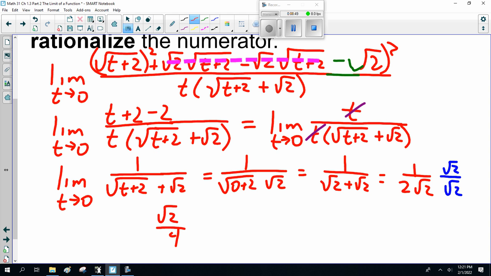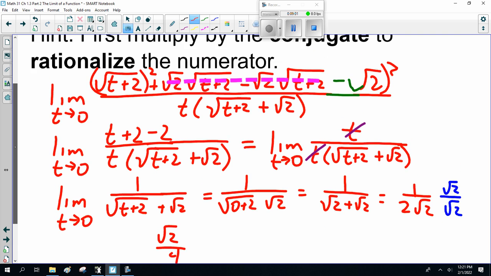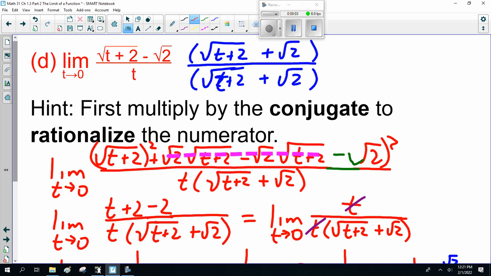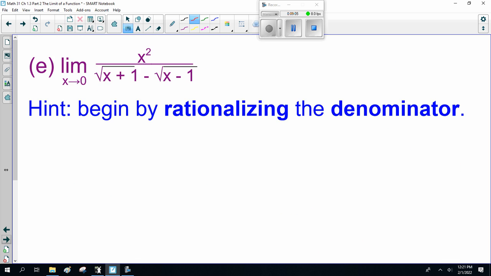Is that a lot of work? Heck no. Wait till you get to some homework questions when it's 2 pages. I give you one question, and it takes you 2 pages to simplify. All right? But I'm showing you what I expect you to be able to do. Rationalize numerator or denominator. Simplify. Get stuff to cancel out.